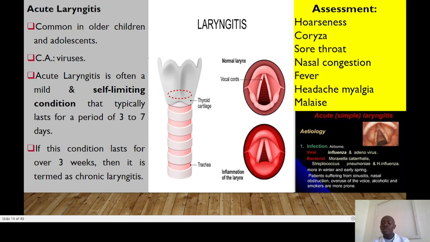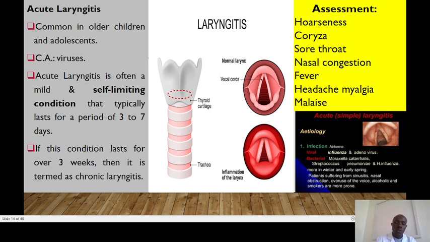Okay, so if this condition lasts for more than 3 weeks, then it should be termed chronic laryngitis. Remember, patients with laryngitis will present with hoarseness, sore throat, congestion, fever, headache, myalgia, and malaise.